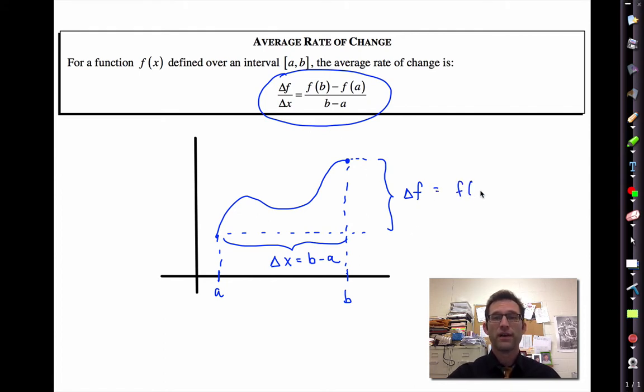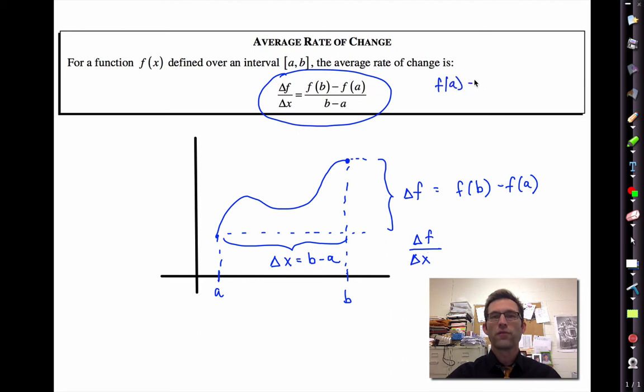That's calculated by finding the function's value at the second endpoint and subtracting the first one. So we get this classic formula. And just like we measure distance versus time, we'll measure the change in the function's value, delta f, compared to the change in the independent variable, delta x. Please make sure that you keep it in this order.